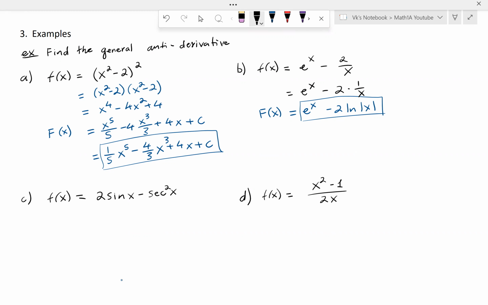f(x) equal to 2 sine x minus secant squared x. Example C. Well, we can do the antiderivative right away. The antiderivative of sine is negative cosine, so 2 times negative cosine x. The antiderivative of secant squared is tangent. And then from here, it's negative 2 cosine x minus tangent x.